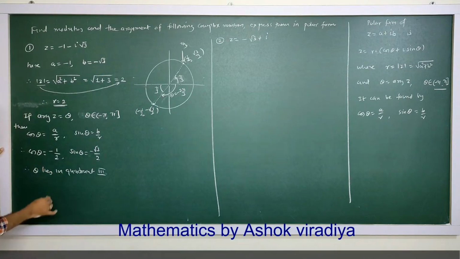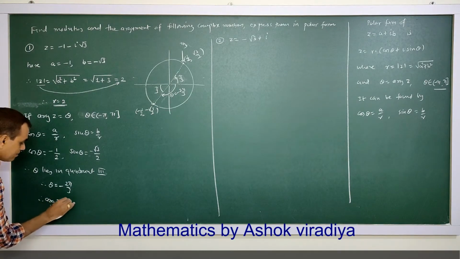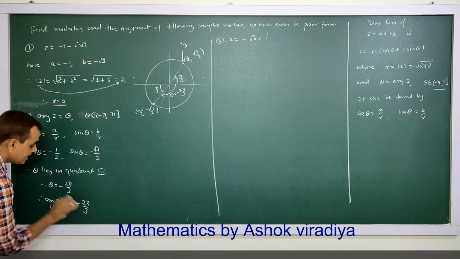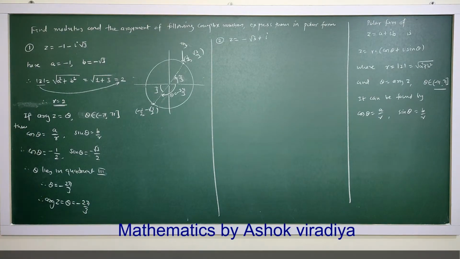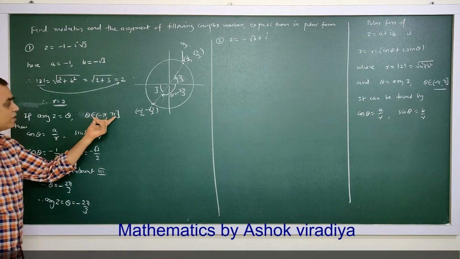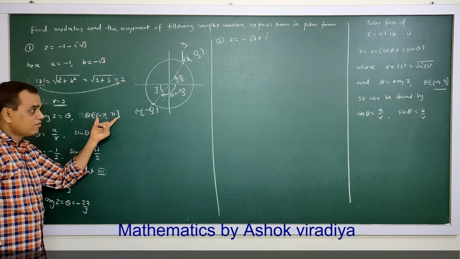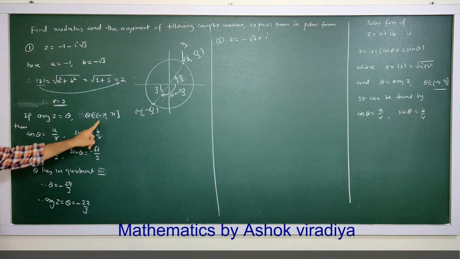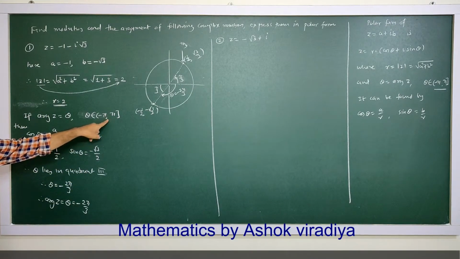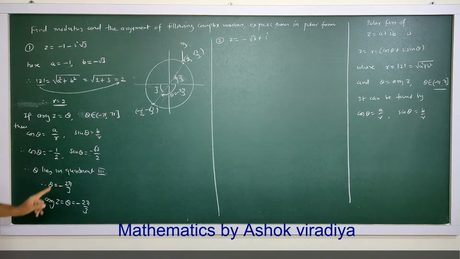So theta will be minus 2 pi by 3. So the argument of z, theta, is minus 2 pi by 3. This is the principal argument. Always we will take from this interval. Whatever value of theta you put, it must belong to this interval. Then we can say it is the principal argument.